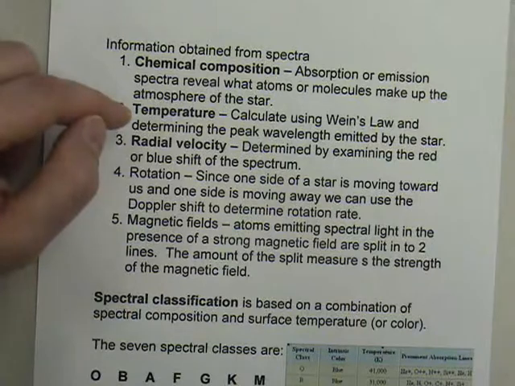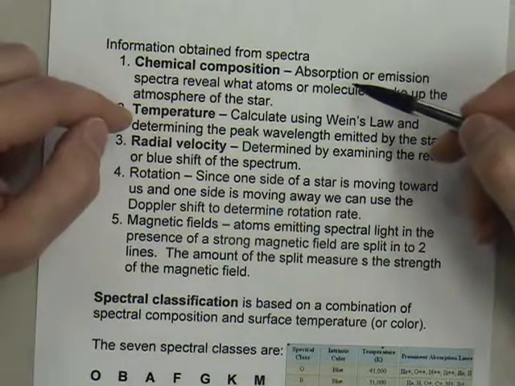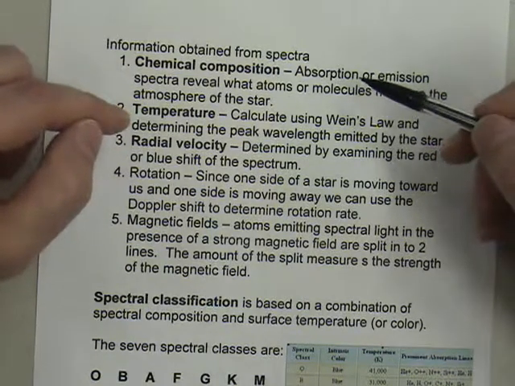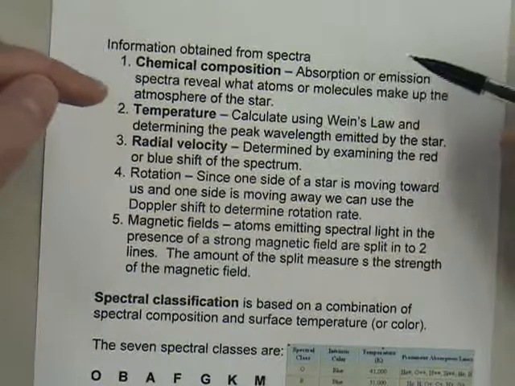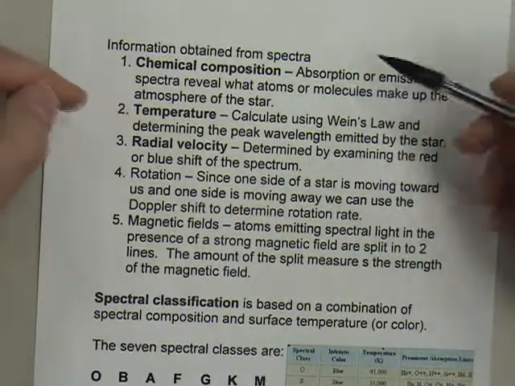But it turns out that seeing what chemicals show up in an atmosphere of a star can help reveal its temperature, because, for example, certain stars that are extremely hot do not show the hydrogen lines. And so a star not showing the hydrogen lines reveals something about its temperature.